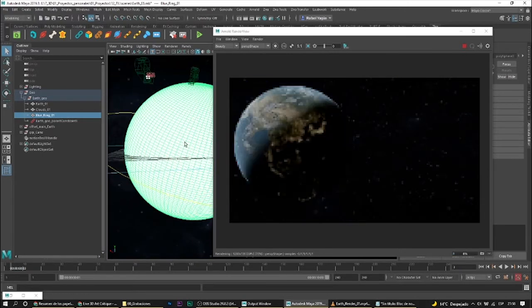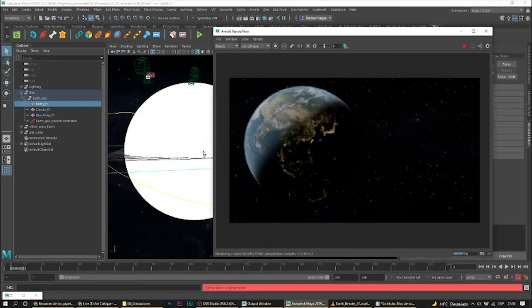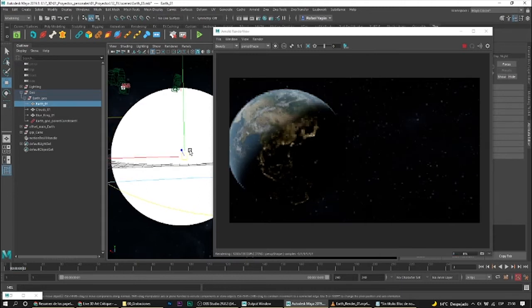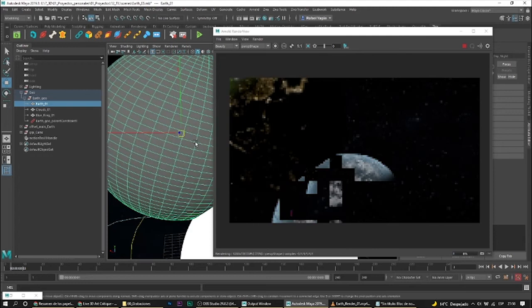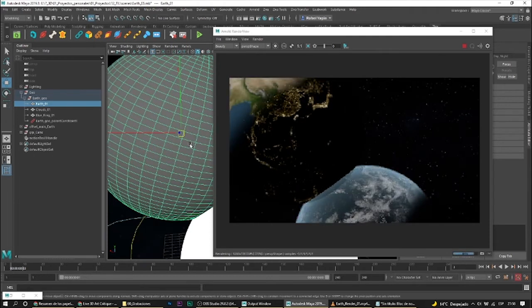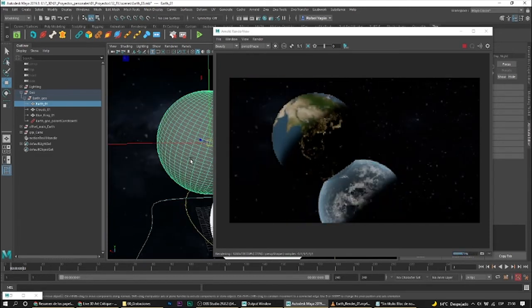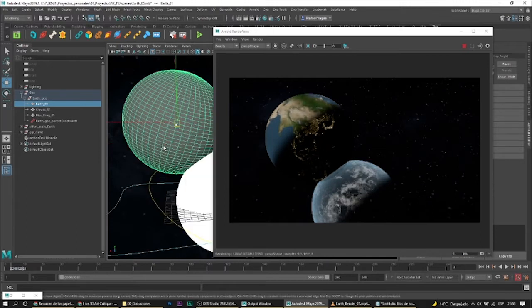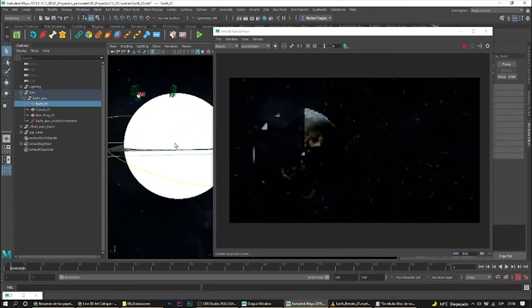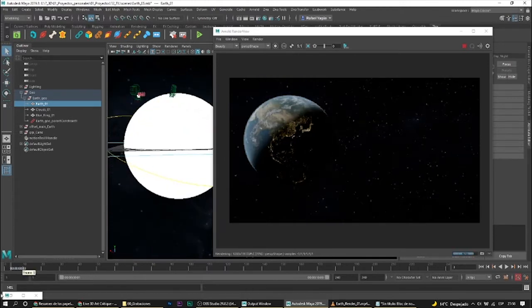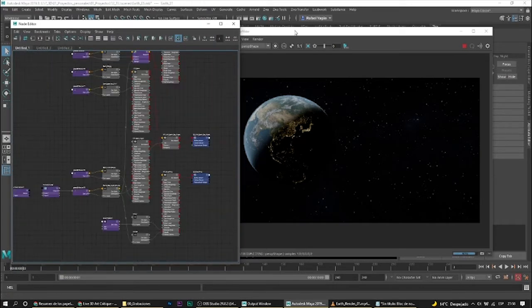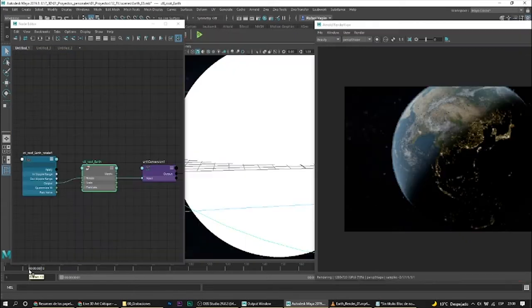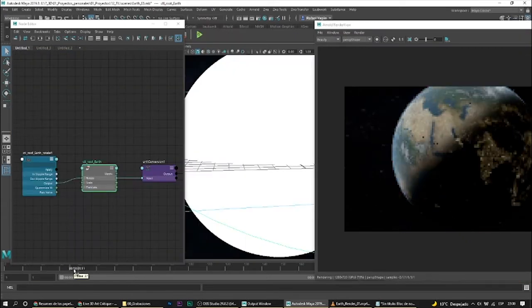So, the most crucial thing about this is using the object of the Earth to have two materials at the same time, and it's actually being rigged. So, what does that mean? That means these nodes that I'm showing you here. All right, this is the crucial part.